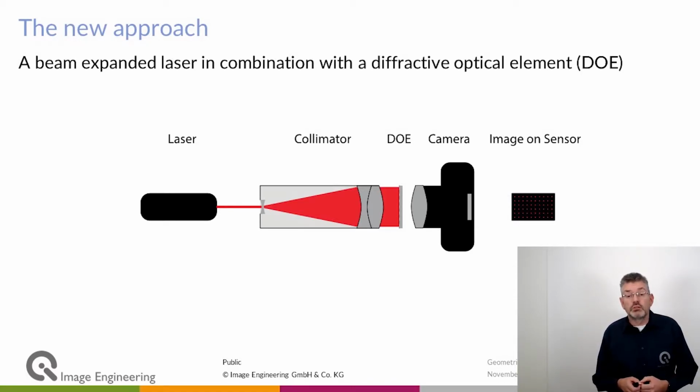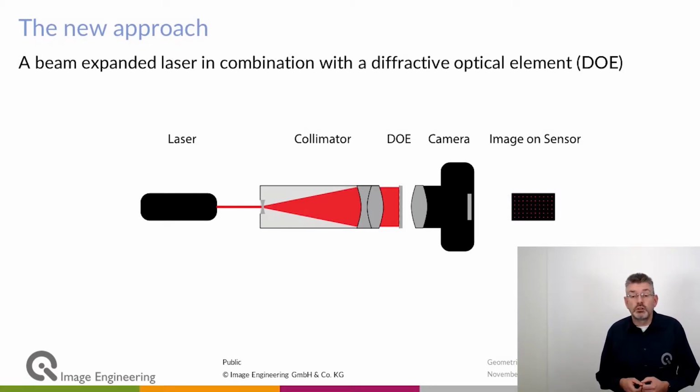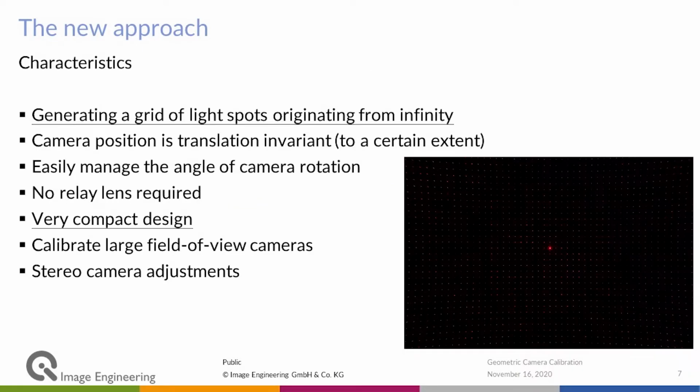The laser is fed into a collimator, and that collimator illuminates a diffractive optical element. The camera under test then captures an image of that diffractive optical element and produces that image of a grid of light dots. So that's what it basically does. It creates a grid of illuminated dots, very fine dots, distributed over the imaging field. Those dots virtually originate from infinity. So you do the characterization at infinity.